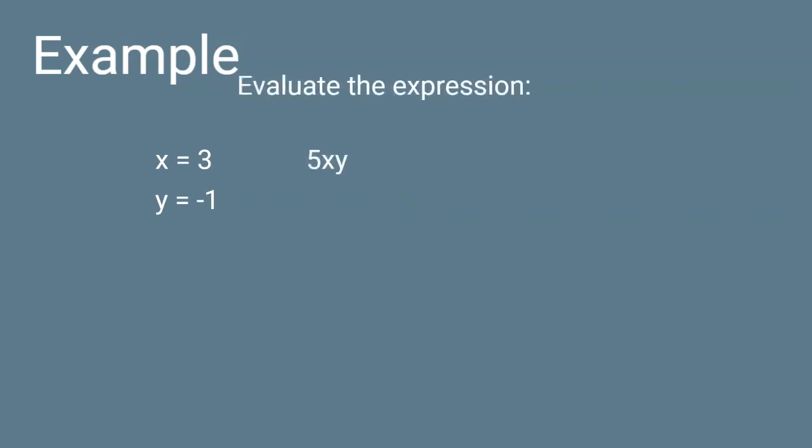Few more examples. We're going to keep x equal to 3 and y equal to negative 1, but let's change up our equations. Evaluate the following expressions. First, 5xy. Rewrite that equation using 3 for x and negative 1 for y. Do all the multiplication and you get that it equals negative 15.